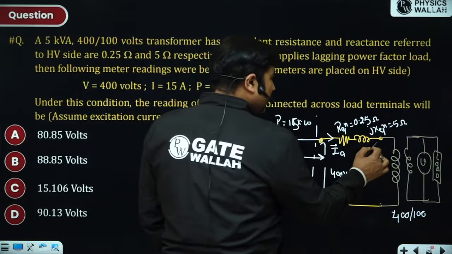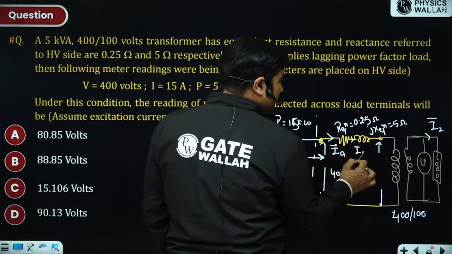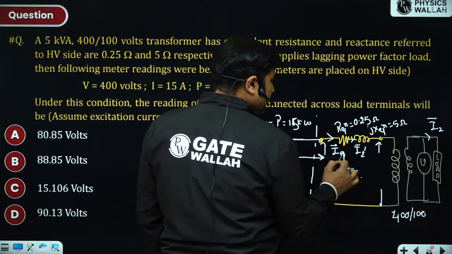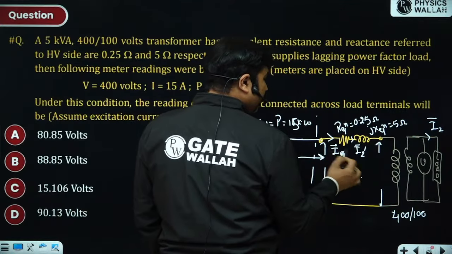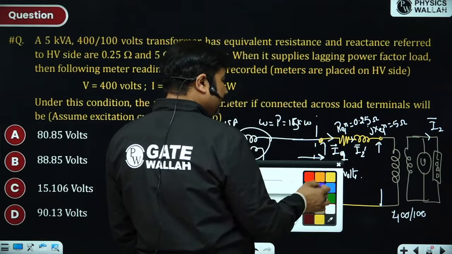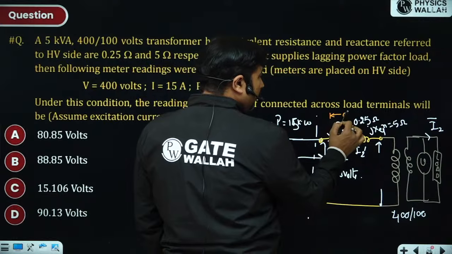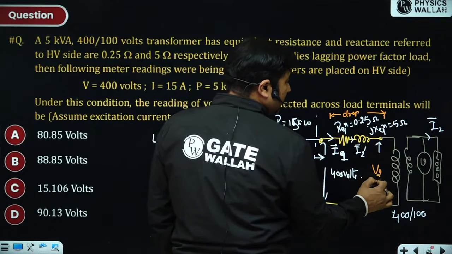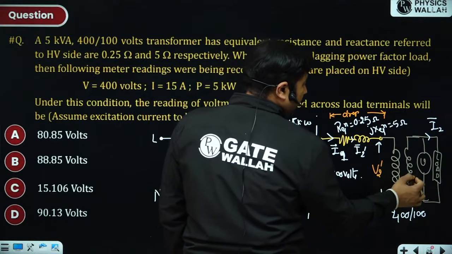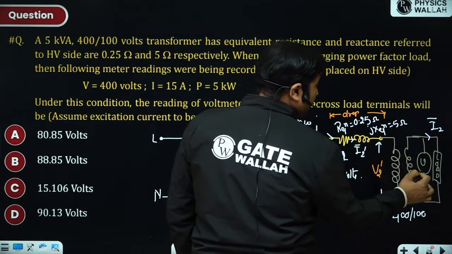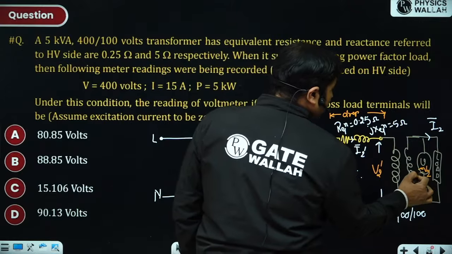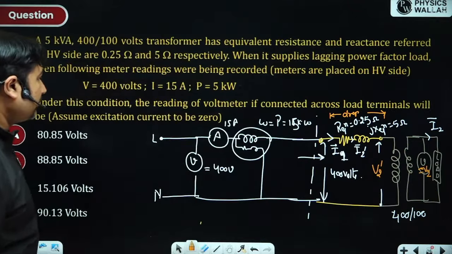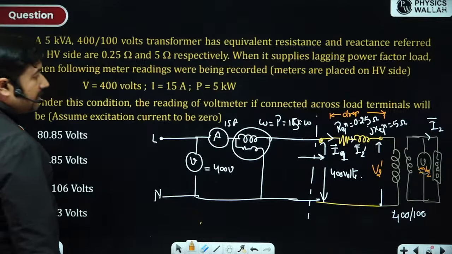Under loaded condition, when current flows, some I2 dash will flow here. This I2 dash is the same as I1, because I0 is neglected. If we remove this drop, we get the voltage under loaded condition. When we refer this voltage to the other side, we have the voltage onto the secondary under loaded condition. Is it okay?